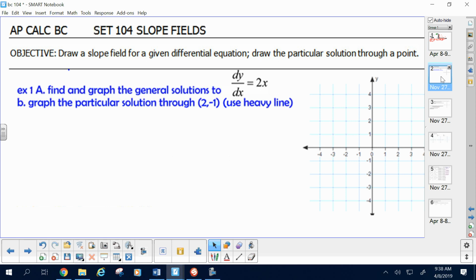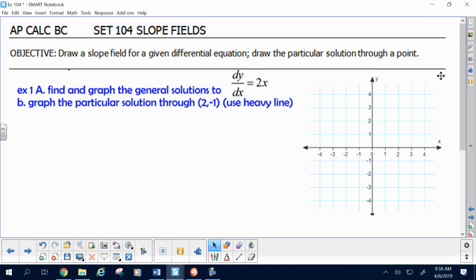Okay, boom. Okie dokie. So check this out. This is a differential equation lesson. It's a way of visualizing what the graph would look like without even integrating, just by going by what the derivative says. So imagine if I asked you to find the general solution to dy dx equals 2x.